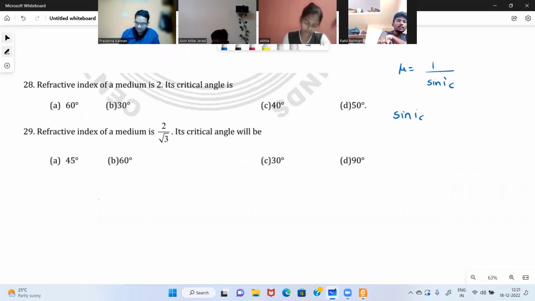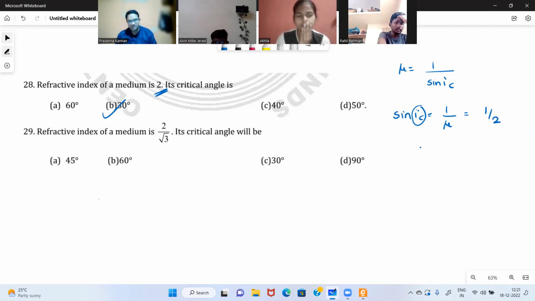So what is sin IC? Yes, tell me. 30 degrees is correct, because sin IC is equal to 1 by mu. Mu is how much? 2. So for what angle is sin theta 1 by 2? Sin 30. That's all.